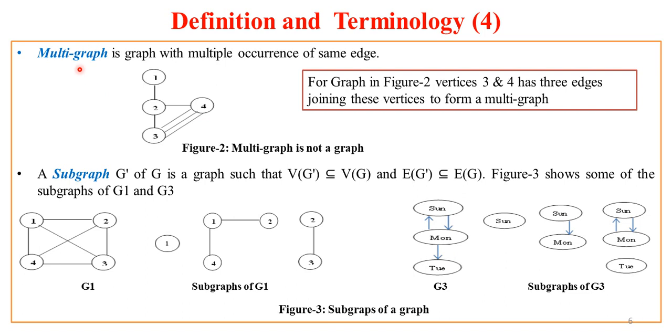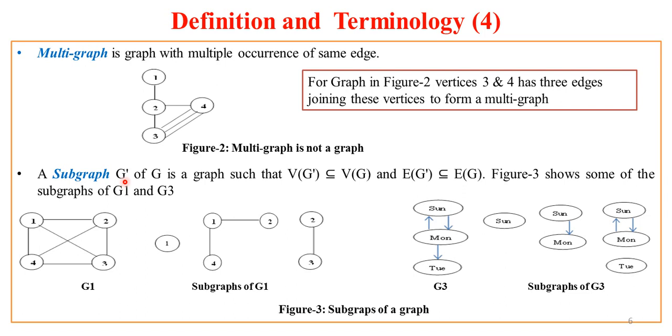Now a multigraph is a graph with multiple occurrences of the same edge. For example in figure 2, we have two vertices 3 and 4, which are connected by 3 edges, 1, 2 and 3. So that's why this is called a multigraph. But do remember, a multigraph is not a graph.